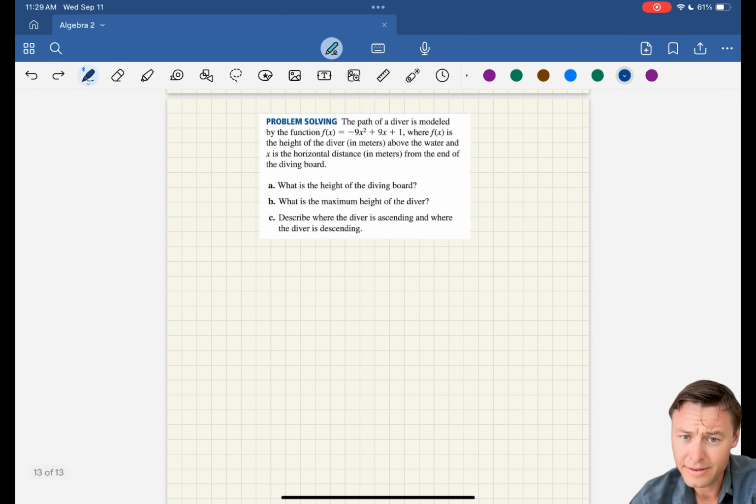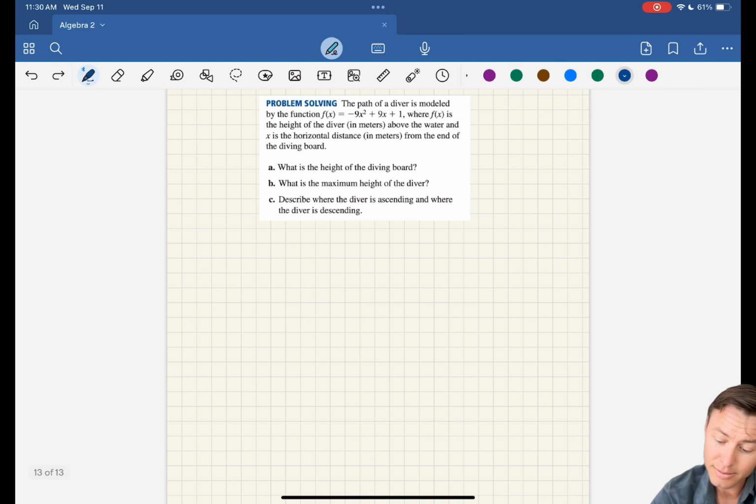So this is a real-life application of a quadratic. The path of a diver is modeled by the function negative 9x squared plus 9x plus 1, where f of x is the height of the diver in meters above the water, and x is the horizontal distance in meters from the end of the diving board. What is the height of the diving board? What is the maximum height of the diver? Describe where the diver is ascending and where the diver is descending.